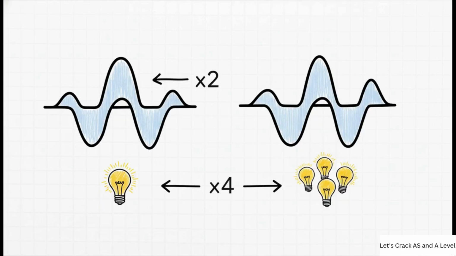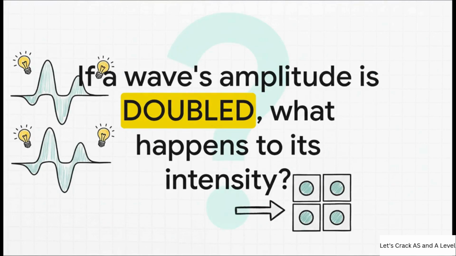Okay, now for a relationship that trips students up all the time. The intensity of a wave isn't just proportional to its amplitude, it's proportional to its amplitude squared. This is, no joke, a massive source of lost marks in exams. So let's test it out with a classic exam question. If you double a wave's amplitude, what actually happens to its intensity? Just take a second and think about that squared relationship.